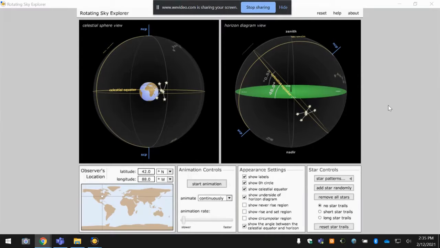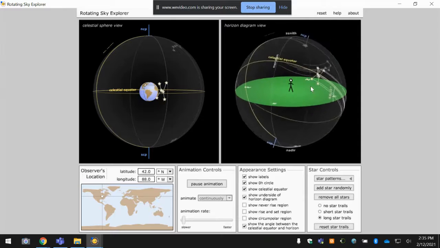Okay, the next section here asks us to look at the star trails. So I'm going to add star trails and get this animation in motion here. You can see that the star trails for the constellation of Orion rise at an angle of 48 degrees in our latitude. Our latitude is 42 degrees, so 90 minus our latitude is 48 degrees, and that's the angle the stars rise at.